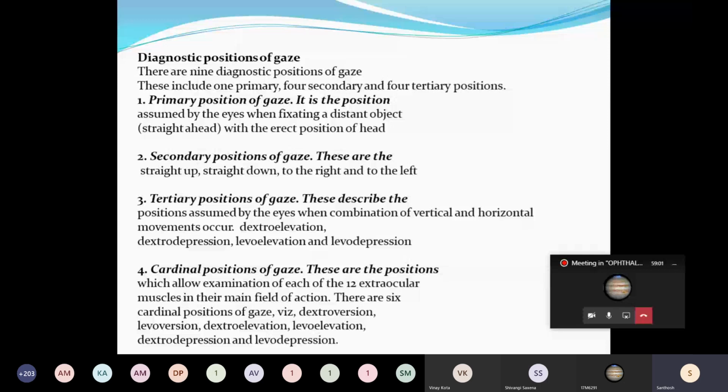Cardinal positions of gaze. These are the positions which allow examination of each of the 12 extraocular muscles in their main field of action. There are 6 cardinal positions of gaze: dextroversion, levoversion, dextro elevation, levo elevation, dextro depression, and levo depression. I'll repeat: dextroversion, levoversion, dextro elevation, levo elevation, dextro depression, and levo depression. These are referred to as the cardinal positions of gaze.